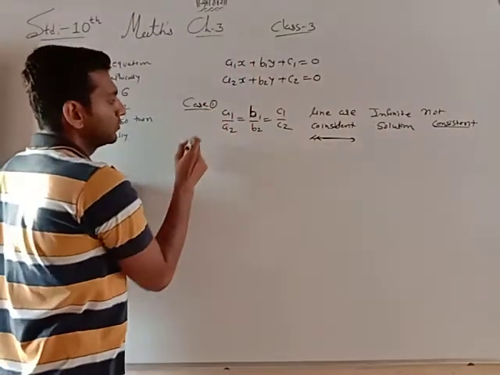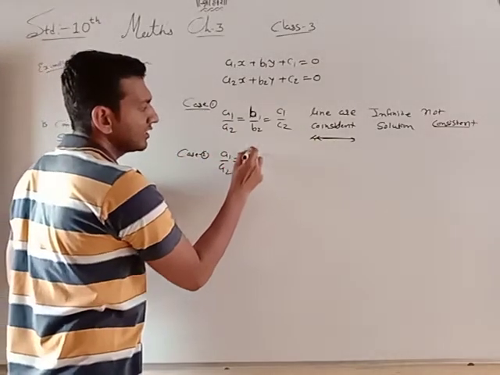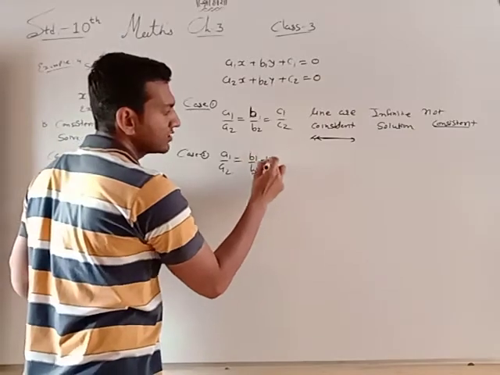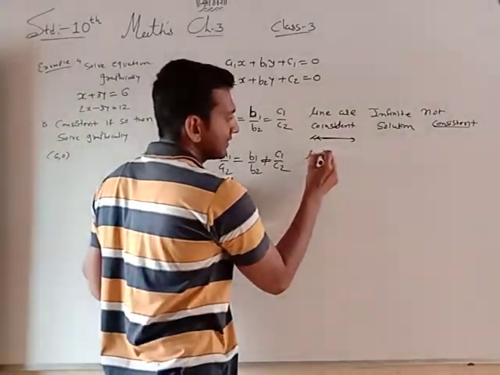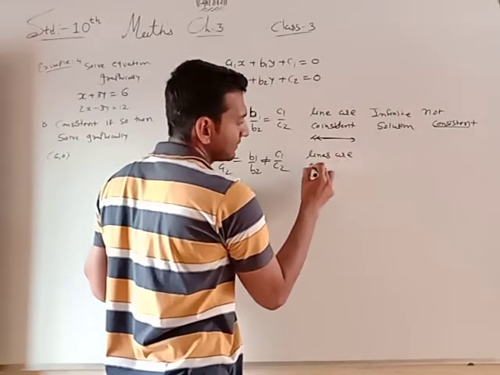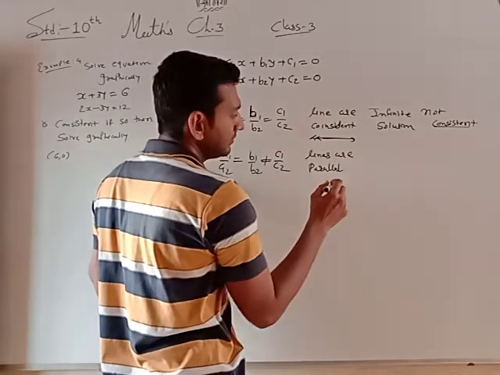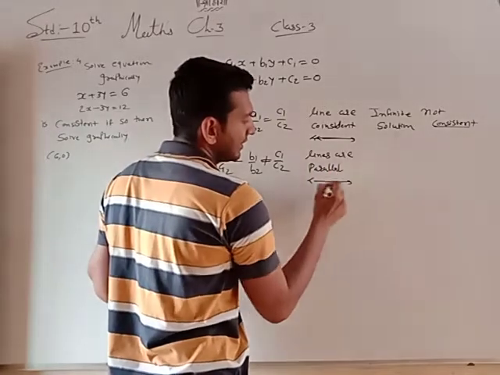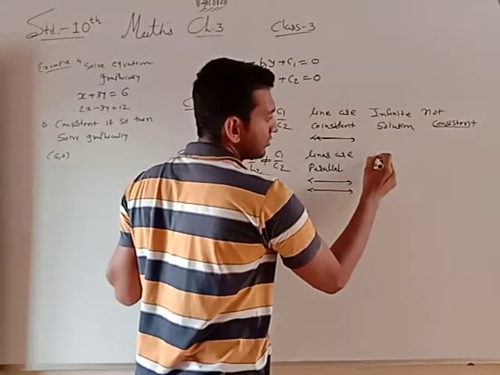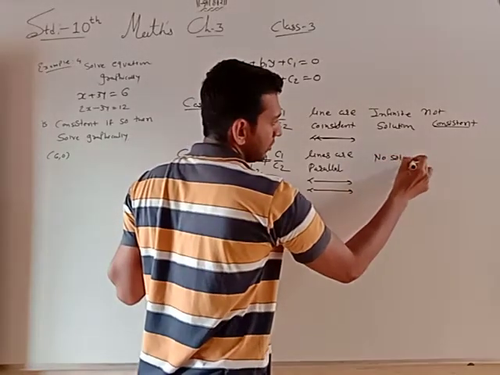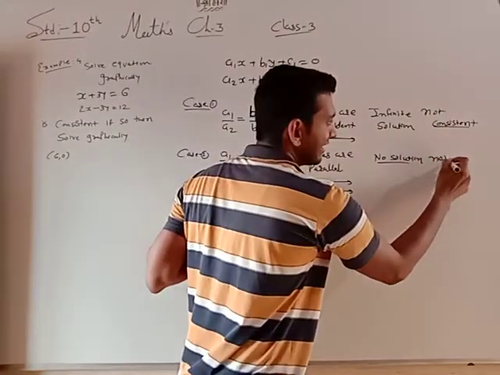Case number 2: a1 upon a2 is equal to b1 upon b2 does not equal c1 upon c2, so lines are parallel. Lines are parallel means both the lines do not intersect, so there is no solution. If there is no solution, it is also not consistent.